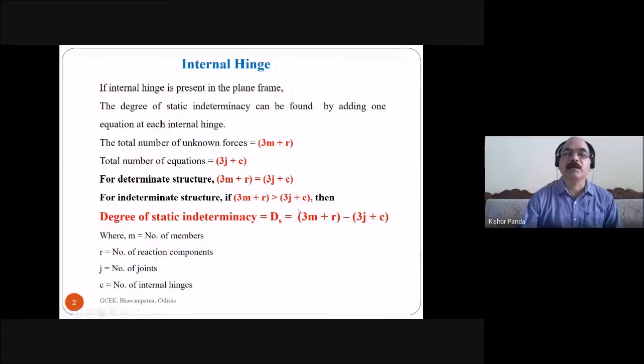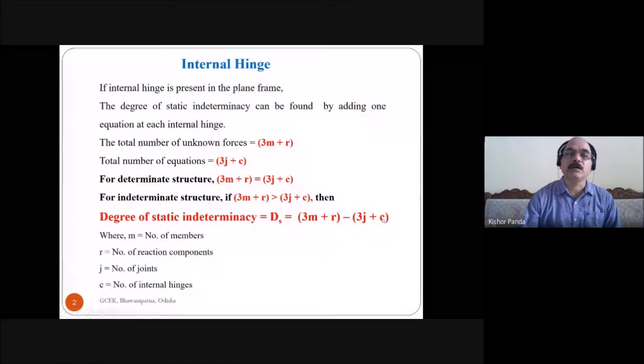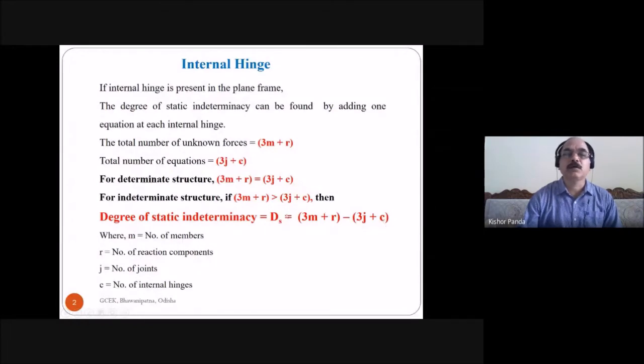In the earlier case, when there was no internal hinge, we considered only 3m plus r minus 3j. But if an internal hinge is present, you have to add this term, c. c is the number of internal hinges. Each internal hinge will give one additional equation, so you have to count the number of internal hinges and take the additional equations accordingly. Using this formula also you can find the degree of static indeterminacy.